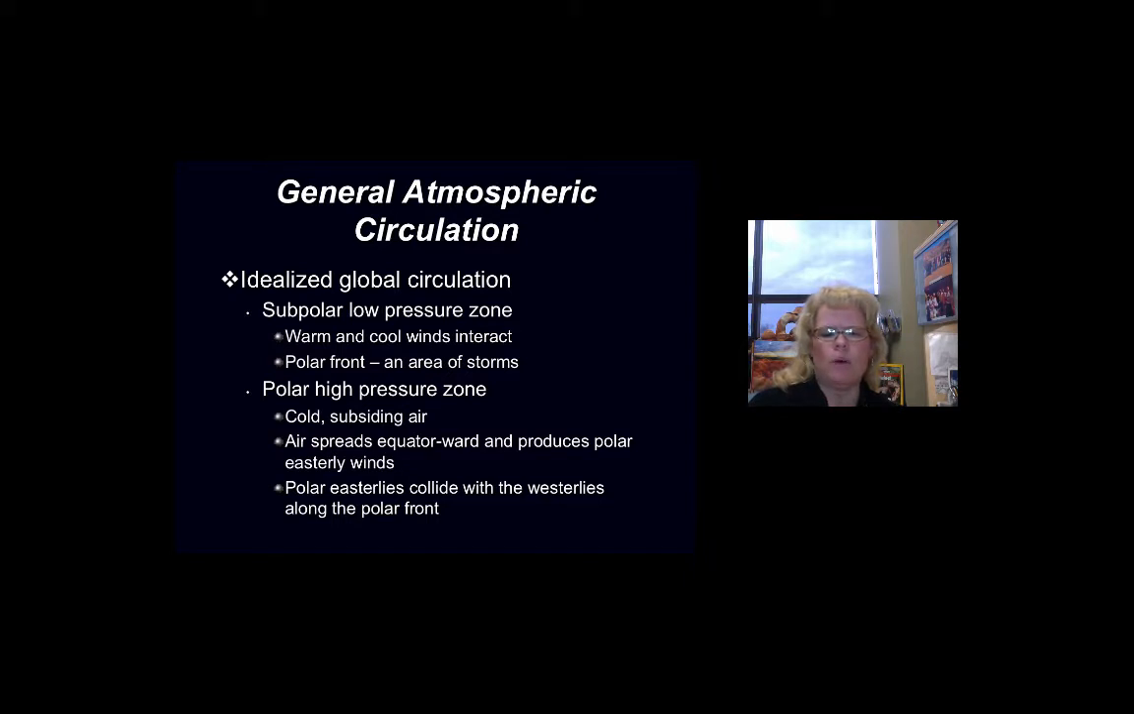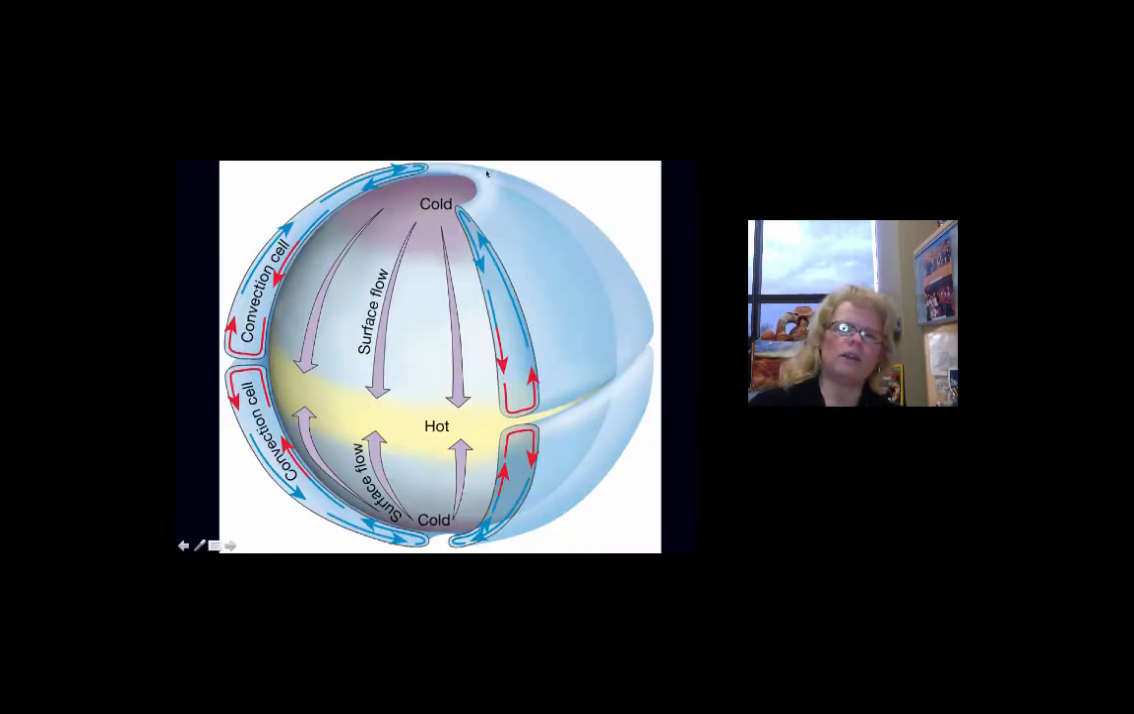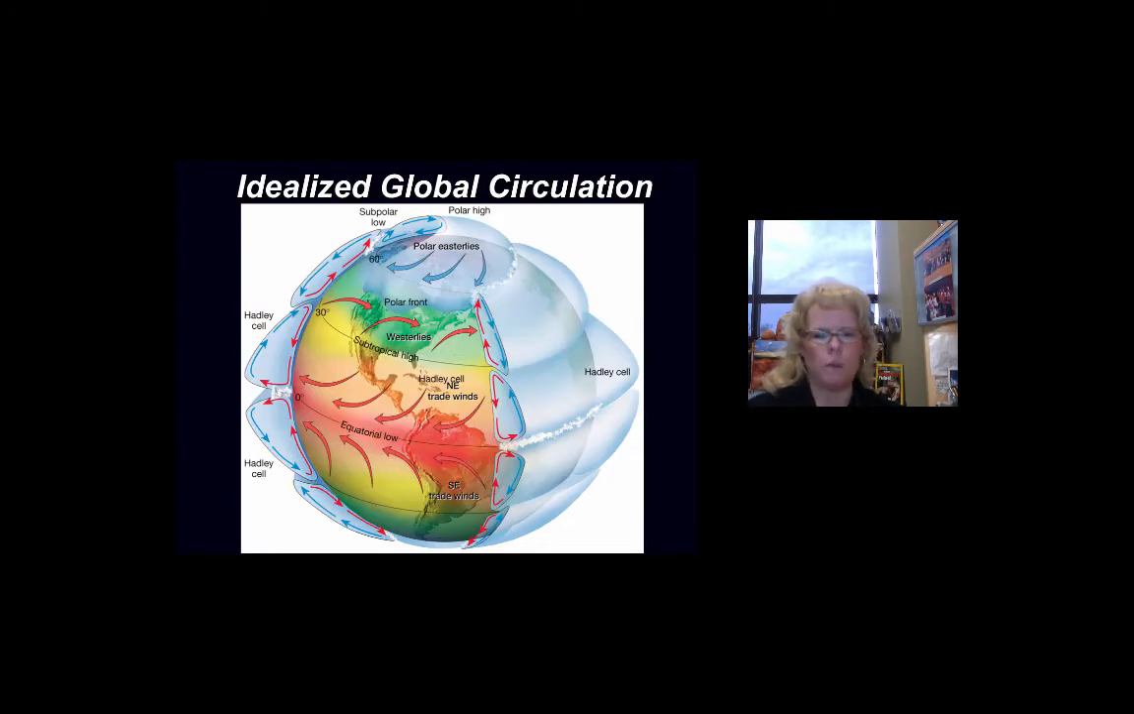There's also a polar high pressure zone where air spreads equatorward and produces polar easterly winds, and polar easterlies collide with the westerlies along polar fronts for some interesting weather. So this air is going to be coming from the section up here at the poles and working its way down. Convection currents move that material around, and basically you get a big gigantic conveyor belt of movement of air. So that puts together our global circulation of winds that we will be seeing in another lecture.